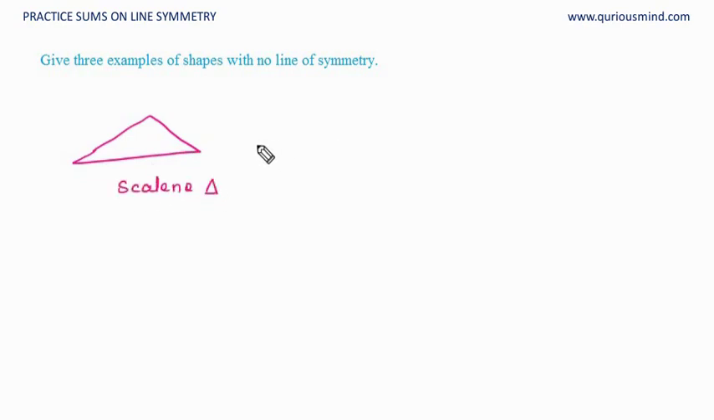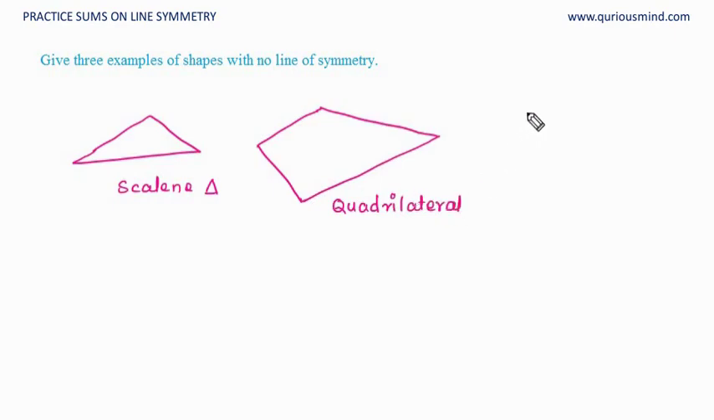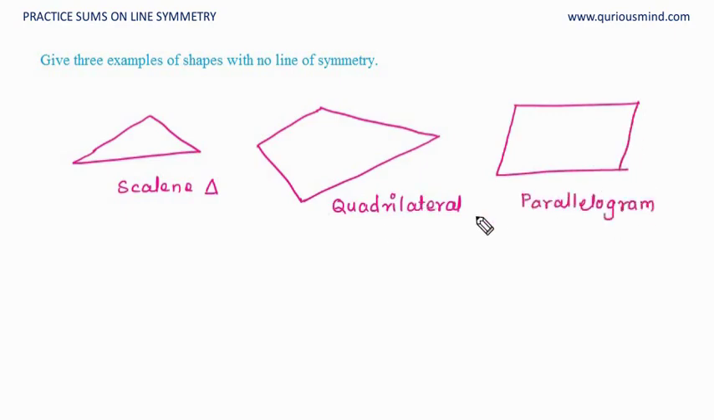We also saw a quadrilateral. A quadrilateral also does not have any sides or any angles equal, and hence a quadrilateral also has zero lines of symmetry. And similarly, we have seen a parallelogram. A parallelogram also does not have any lines of symmetry. So, these are three examples of shapes with no line of symmetry.